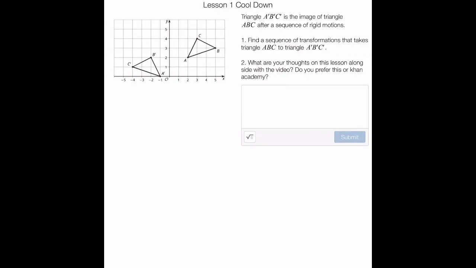Second question and final question of this lesson for this cool down are, what are your thoughts on this lesson alongside with the video? Do you prefer this or Khan Academy? Let me know some feedback and then submit and you're done for the day.